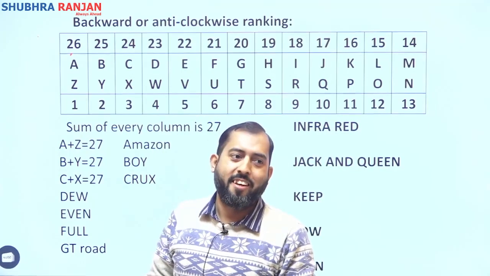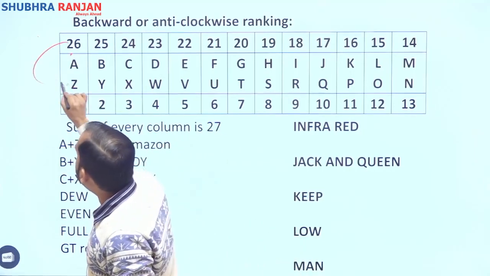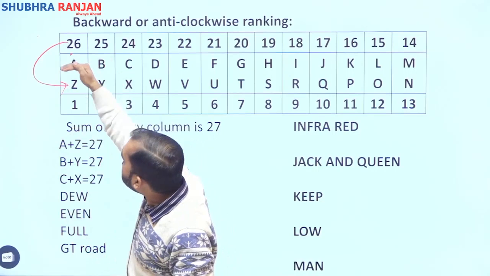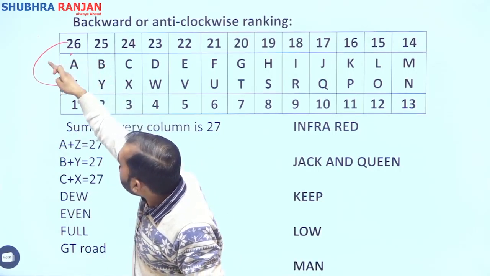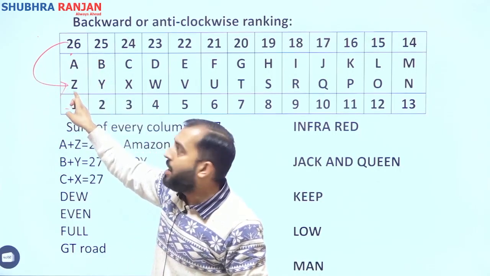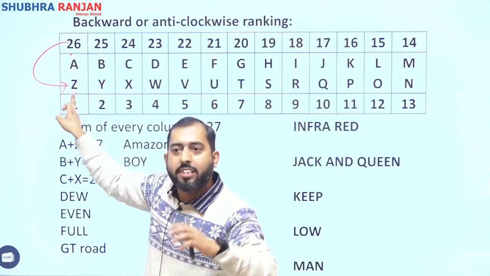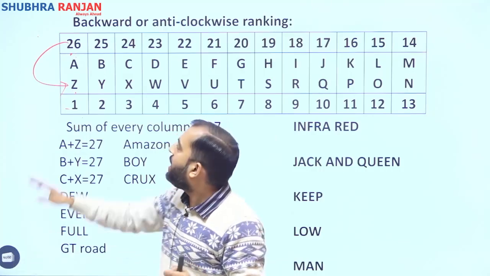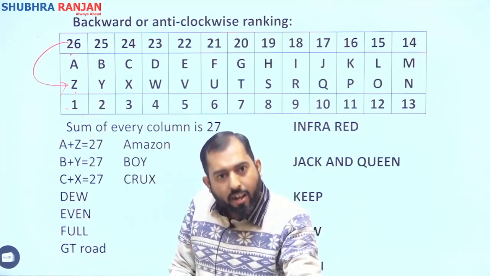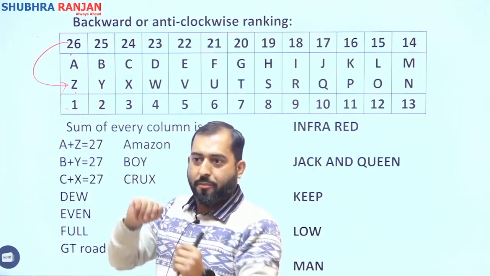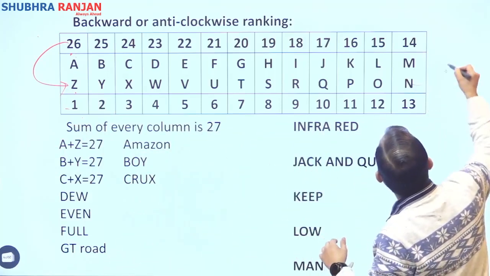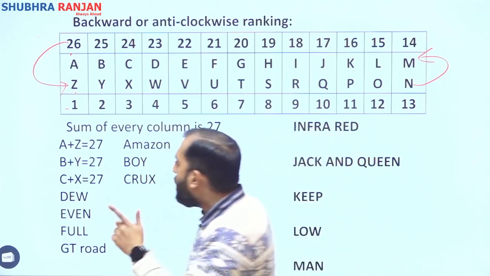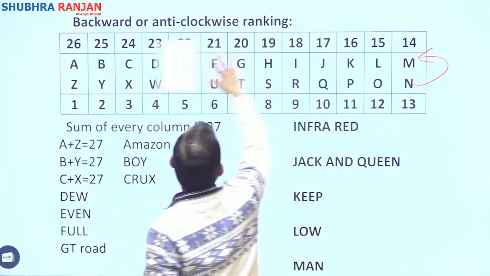Yes. Just repeat this thing. No, not A is the right answer, but just repeat this thing. After A, the next letter is Z. So A is 26, so Z can be 27. Then Y can be 28, and this goes on. So this cycle repeats itself. Right? Got it?